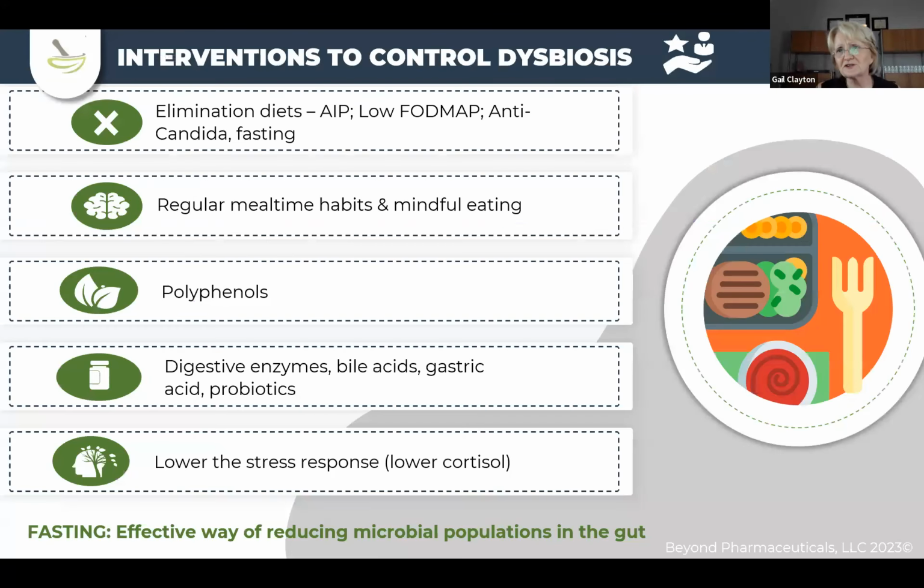So, some interventions to control the dysbiosis. Anytime you're dealing with dysbiosis, you have to remove foods that are feeding the bacteria and causing inflammation. And of course, I like using the mold detox diet that we created. It's very, very helpful. We have a lot of success. There's also the anti-candida diet, fasting, low FODMAP. I have found the mold detox diet to be very, very helpful.